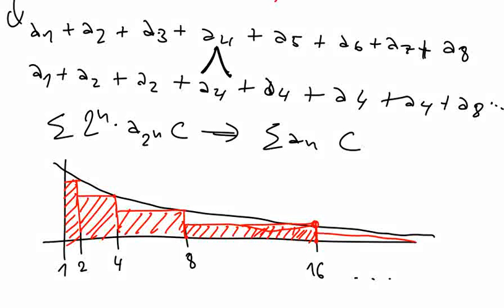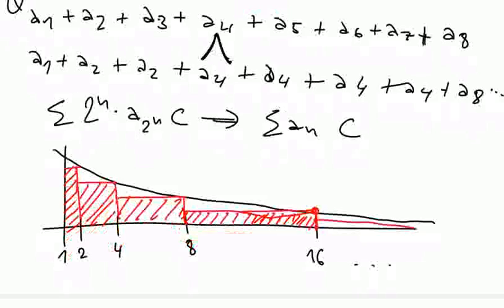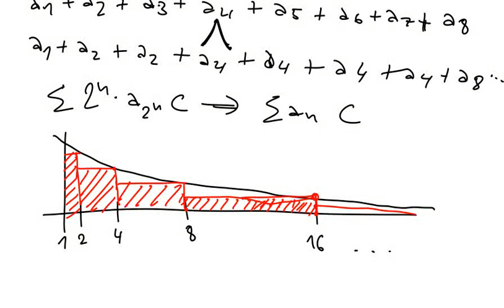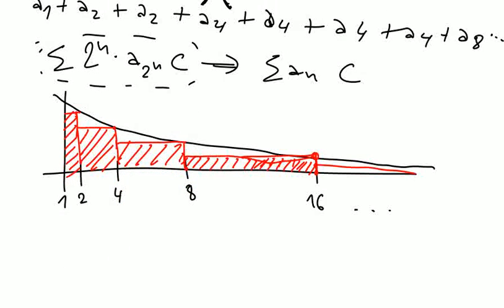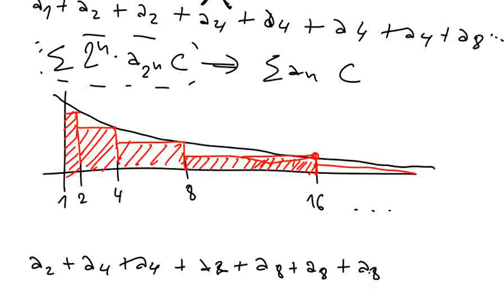So the thing is that we can imagine that we take this thing here and we divide the weight by half. We divide the whole sum by half, and now we know that we are already under the function. So what we are doing, we take a2 plus a4 plus a4 plus a8 plus a8 plus a8 plus a8 plus a16, and so on.